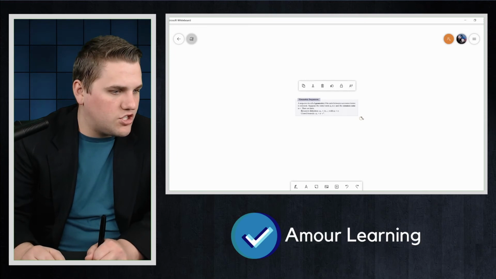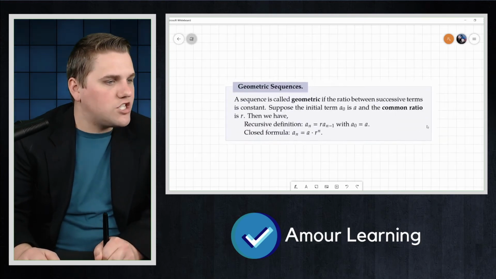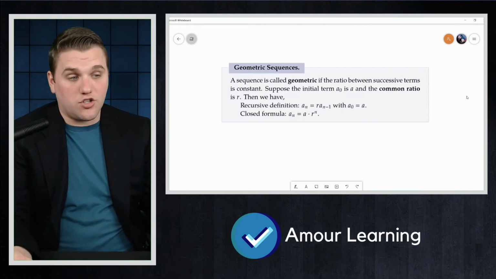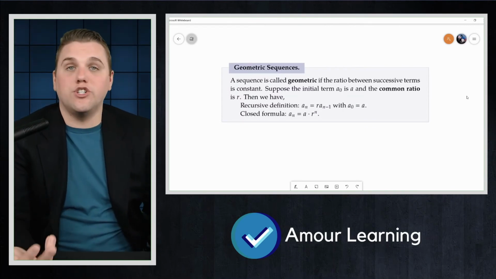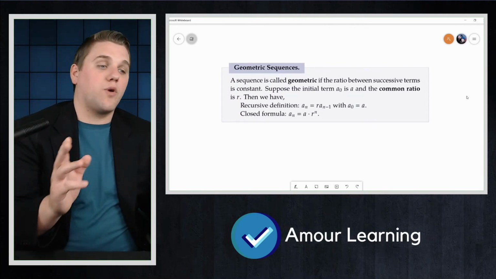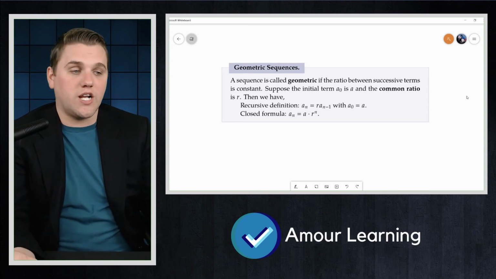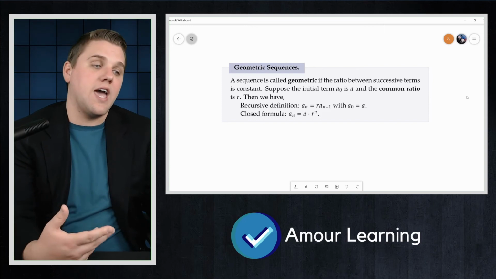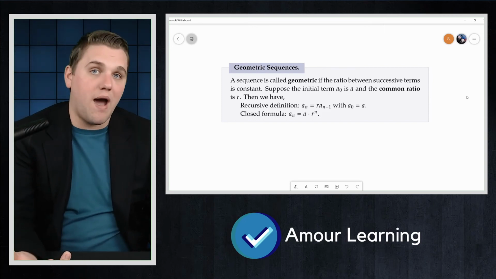A sequence is called geometric if the ratio between successive terms is constant. Suppose the initial term A_0 is A and the common ratio is R. Then we have the recursive definition A_n equals R times A_(n-1) with A_0 equal to A, and the closed formula is A_n equals A times R to the nth power.